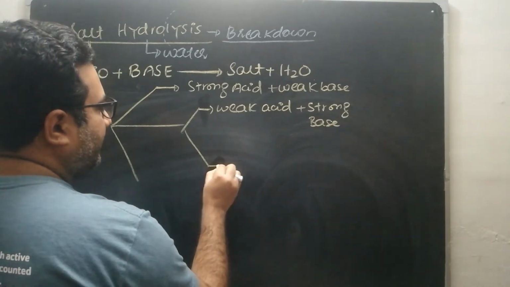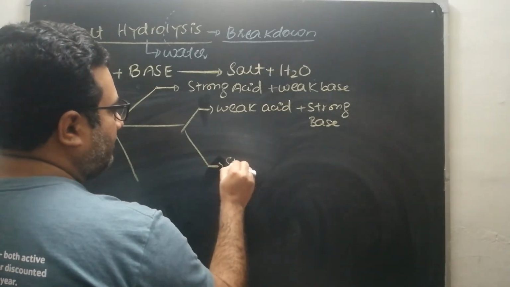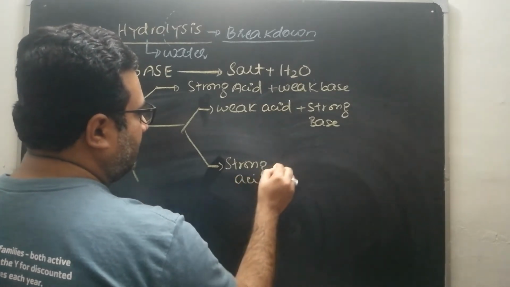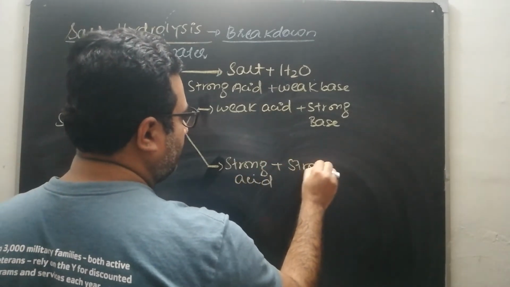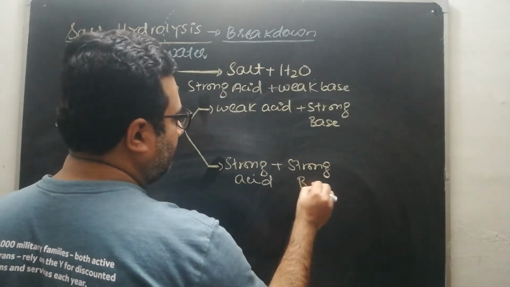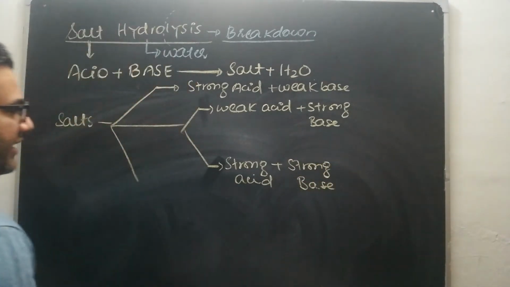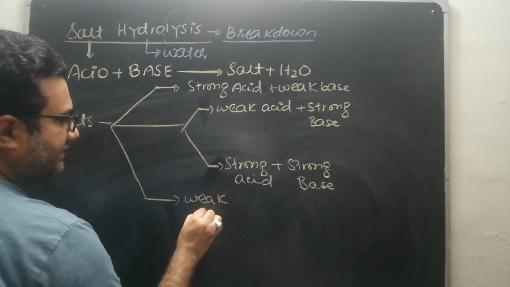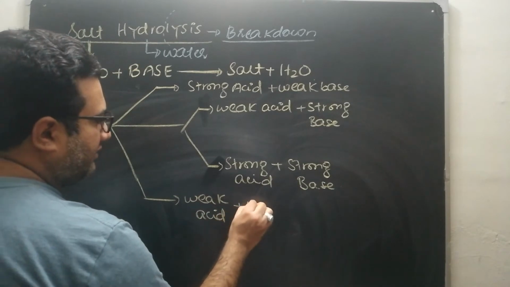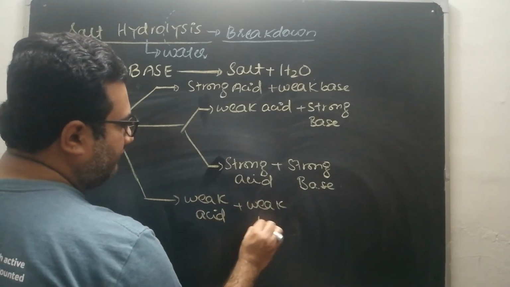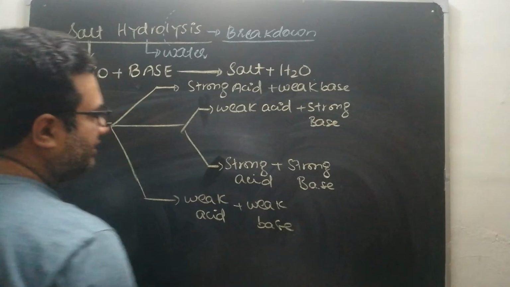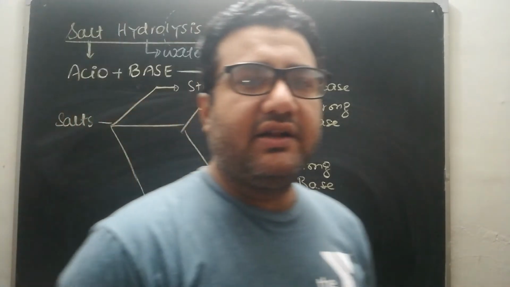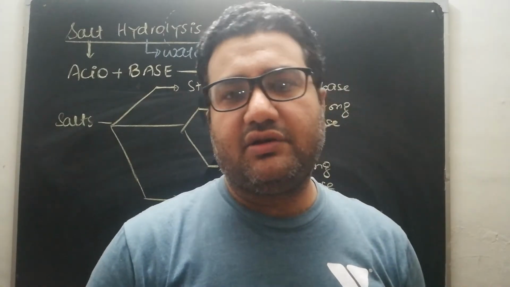Third category is the one in which strong acid reacts with strong base. And the last category is in which a weak acid reacts with weak base and a salt is produced. So these are actually the four types of salts depending upon the relative strength of the acid and base that react together to form the salt.